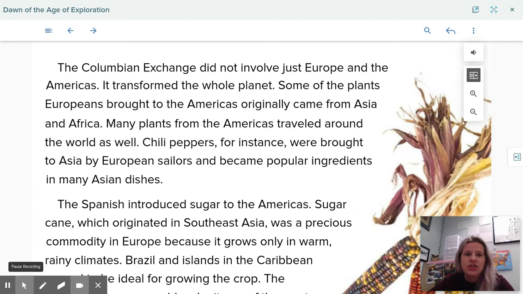Continuing with the Columbian Exchange. So the Columbian Exchange did not involve just Europe and the Americas. It transformed the whole planet. Some of the plants Europeans brought to the Americas originally came from Asia and Africa. Many plants from the Americas traveled around the world as well. Chili peppers, for instance, were brought to Asia by European sailors and became popular ingredients in many Asian dishes.